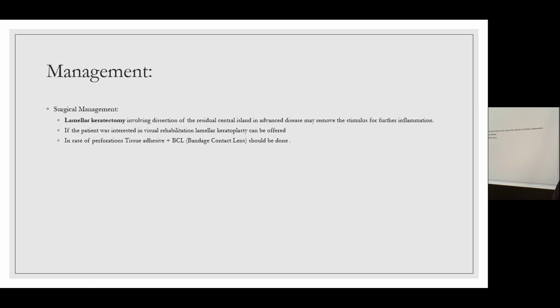Other surgical management is lamellar keratectomy, which involves the dissection of the residual central island in advanced disease, which removes the stimulus or the cause of the inflammation. Another thing, if the patient, for example, results from BUK or Mooren's, but wants visual rehabilitation, you can offer lamellar keratoplasty. And in case of perforation, tissue adhesive and bandage contact lens should be done.